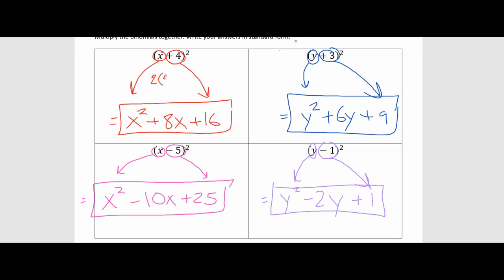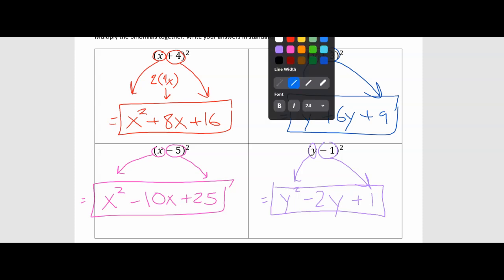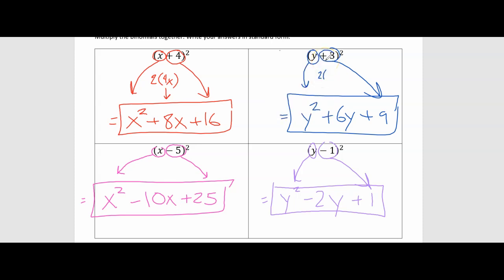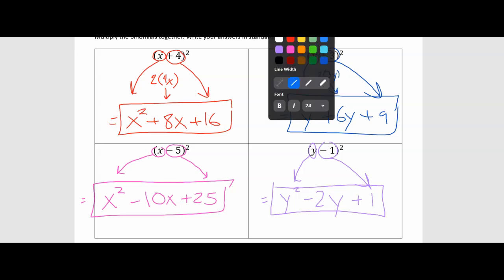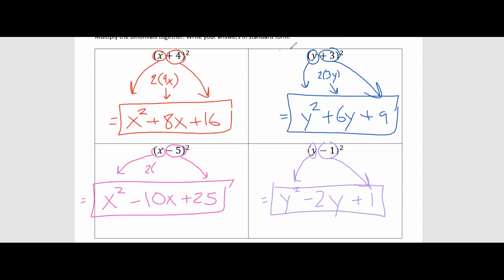So 2 times 4 times x gives me my 8x. Let's see for the blue. 2 times 3 times y, well, that gives me 6y. Down here with the pink, 2 times negative 5 times x. That's going to give me negative 10x. And finally for the purple, I get 2 times negative 1 times y, which gives me negative 2y. So to get that middle term, you multiply the two terms inside the parentheses together, and then multiply by 2.